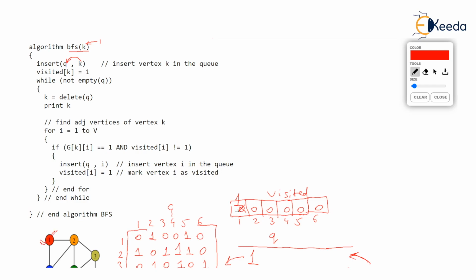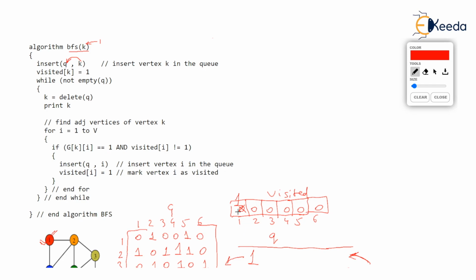Surprised? Everyone, you should be. Because we know that we tick a vertex, we mark a vertex as visited, only after printing it. But actually vertex 1 has not yet got printed. Yes, we have not executed the print statement on vertex 1. So how are we ticking it? How are you marking it as visited?